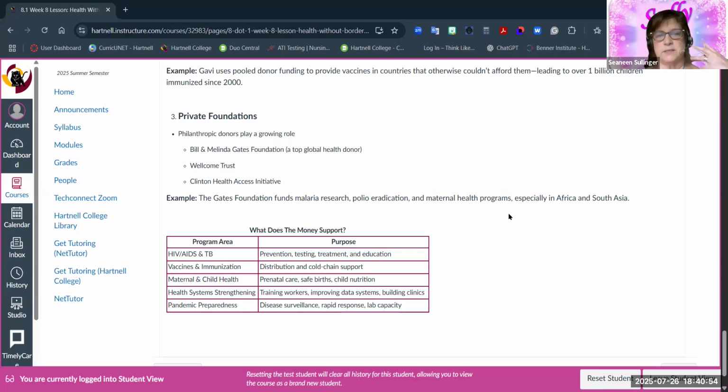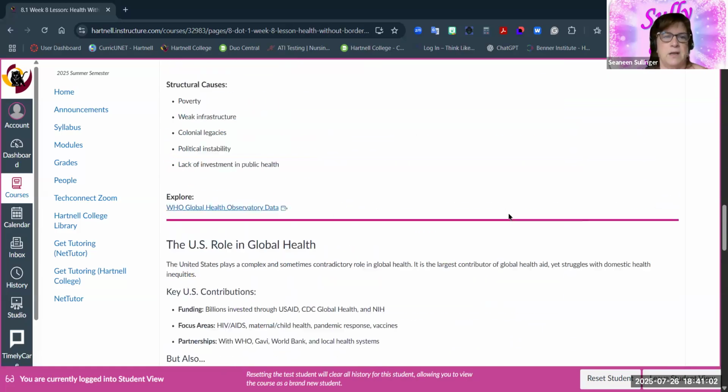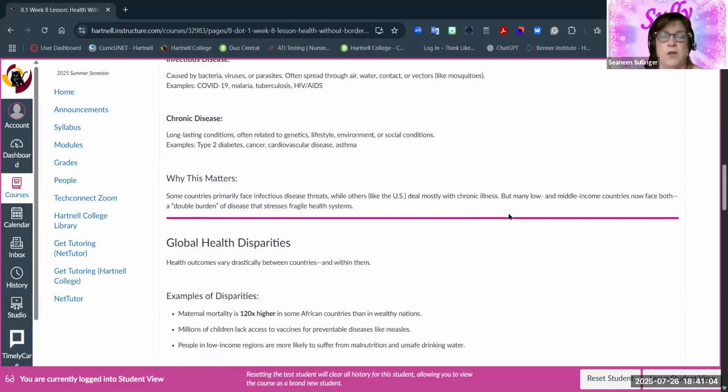So that's sort of the basics in talking about global health. Where does the money come from?